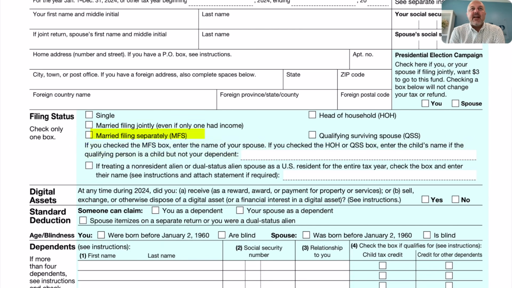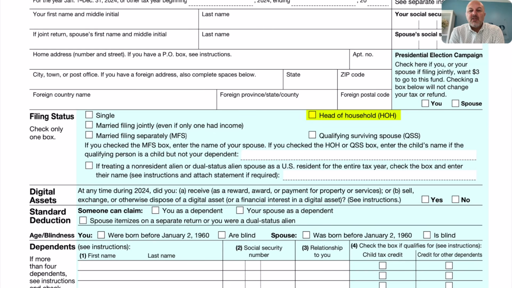The next filing status is head of household, and this is a special filing status for unmarried taxpayers who pay more than half of the cost of maintaining a home for either themselves and a qualifying person, like a child or a dependent relative. Head of household usually offers a higher tax deduction and better tax rates than filing single or filing married separately. But to qualify, you must have a qualifying dependent living with you and pay more than half their expenses during the year.